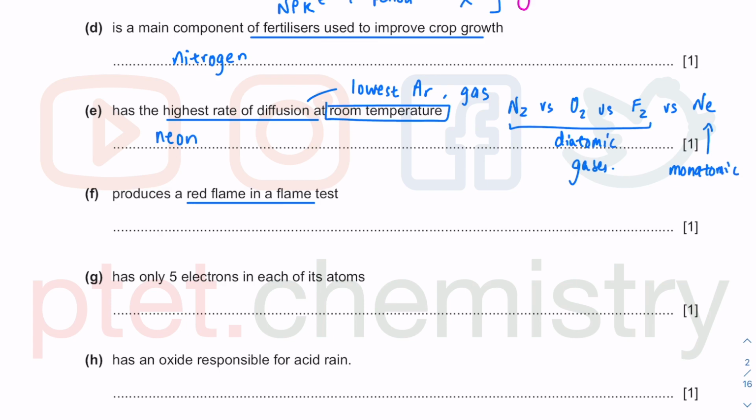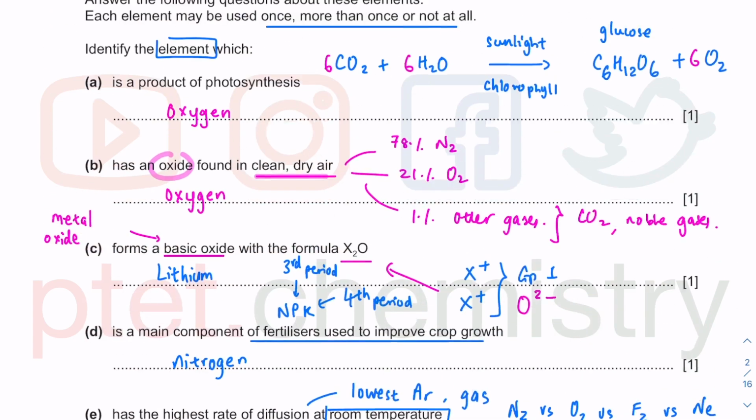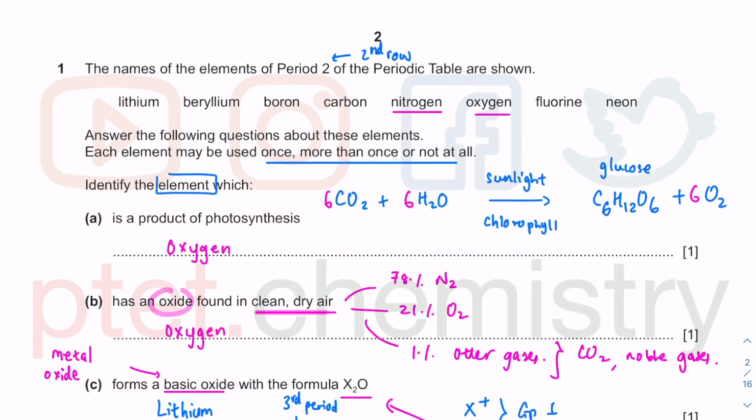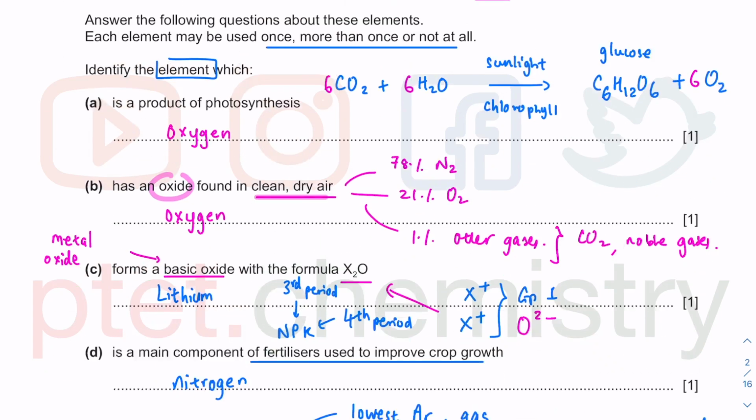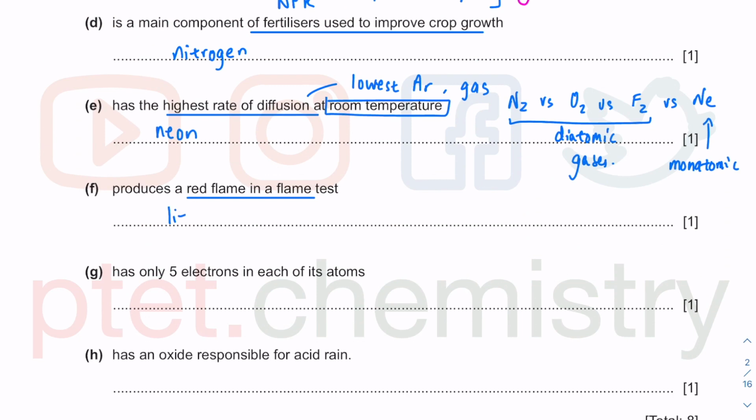Produces a red flame in a flame test. These are second period elements. Red-orange belongs to calcium 2+ ions, so Li+ there burns with a red flame. That is your test for cations. Next: 5 electrons in each of its atoms. Be careful.